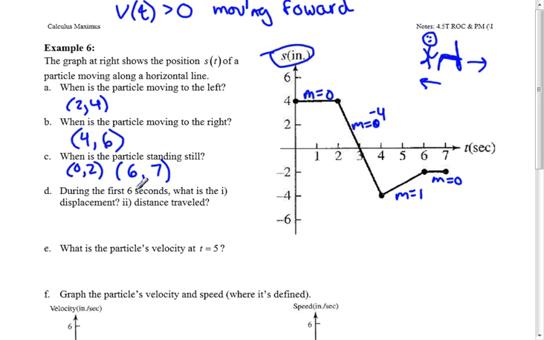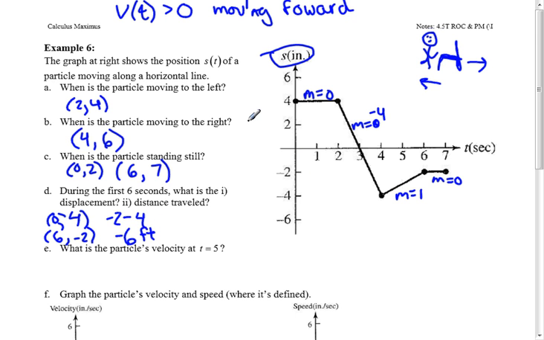So during the first 6 seconds, what is the displacement? Well, if we started when t equals 0, we started at 4. When t equals 6, we were at -2. So our displacement, -2 minus 4, change in position, is -6 feet.